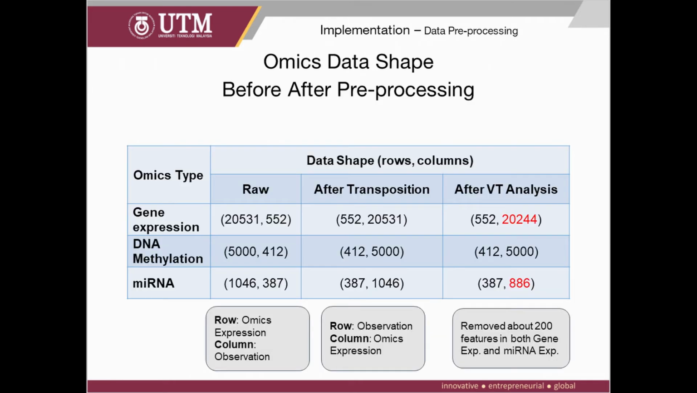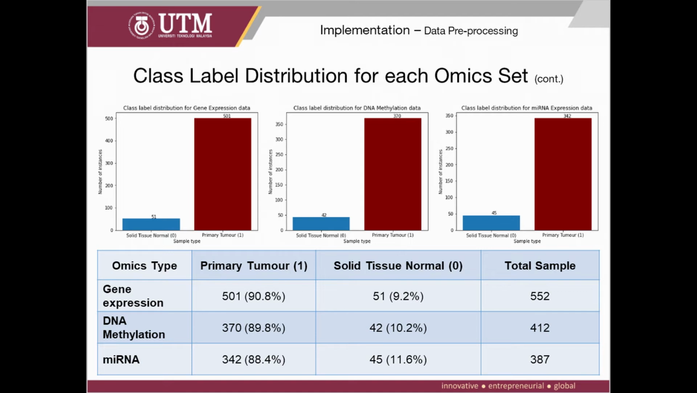This is a summary of the data preprocessing step. Starting with the raw data, the rows and columns are inverted. After data transposition, the rows and columns now represent the samples and omics features respectively. In VT analysis, about 200 features from both gene expression and miRNA expression omics data are removed. Before going further, the class label distribution for each omics data are inspected.